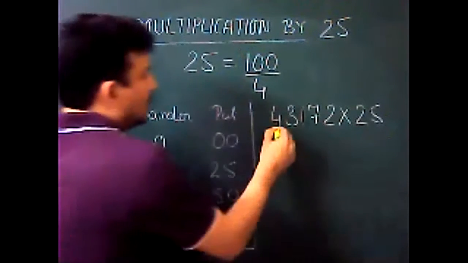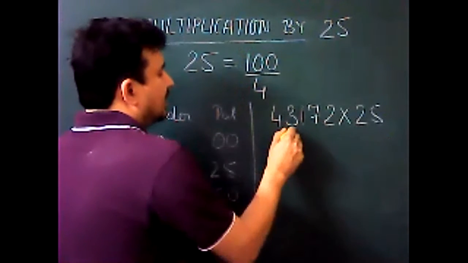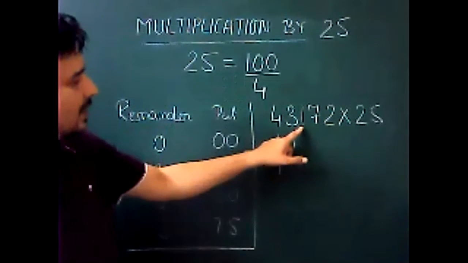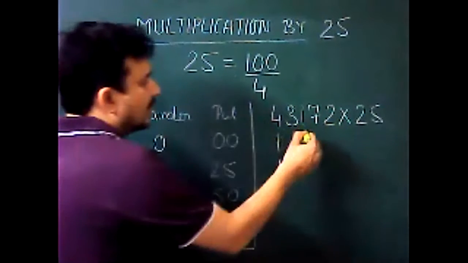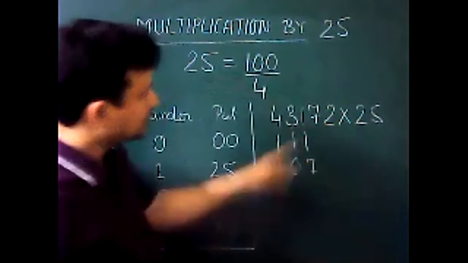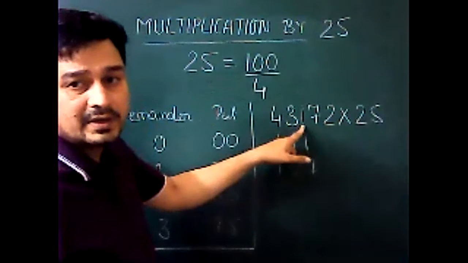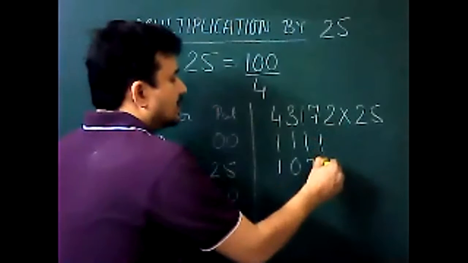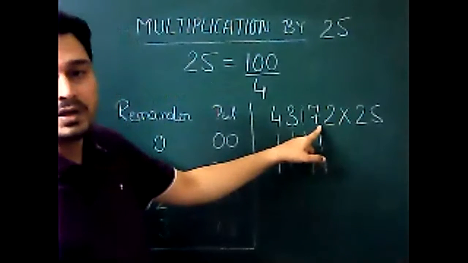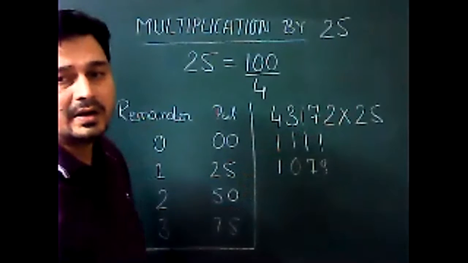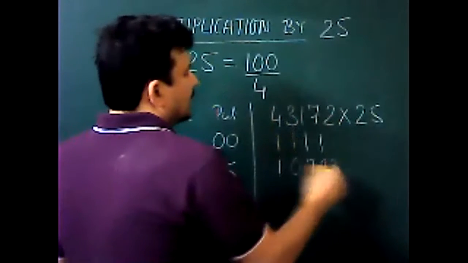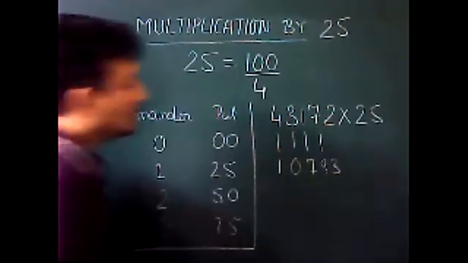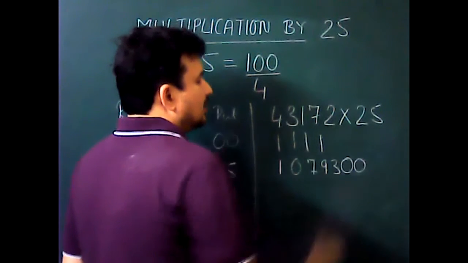Look, 4 divided by 4 is 1. 3 divided by 4, so 0, and now the number becomes 31. 31 divided by 4 is 7. 7 times 4 is 28. So 3 is remaining. 3 and 7 becomes 37. 9 times 4 is 36. Again 1 remaining. 1 and 2 becomes 12. And 3 times 4 is 12. Now the remainder is 0. So I will put double 0 at the end.